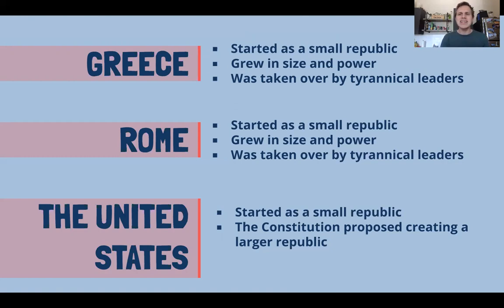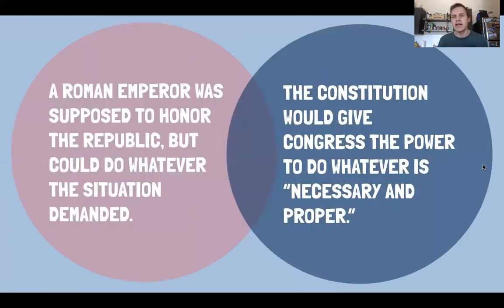But Brutus's argument is not just abstract. You see, he has specific qualms with the Constitution in mind. One of the most important comparisons is this. Think back to the Roman emperor. After Julius Caesar was assassinated, eventually Rome still transferred to this tyrannical power structure. And then the Roman emperor was a particular person. He had a very specific job. He was supposed to honor the republic, keep up appearances of a fair democratic society. But really, a Roman emperor could do whatever the situation demanded.